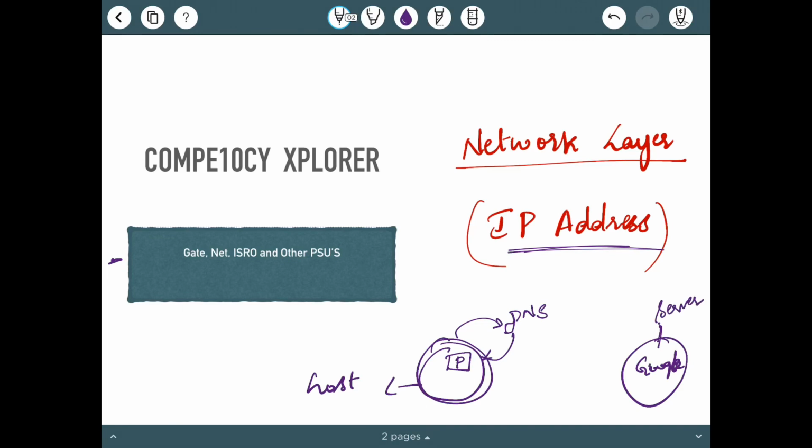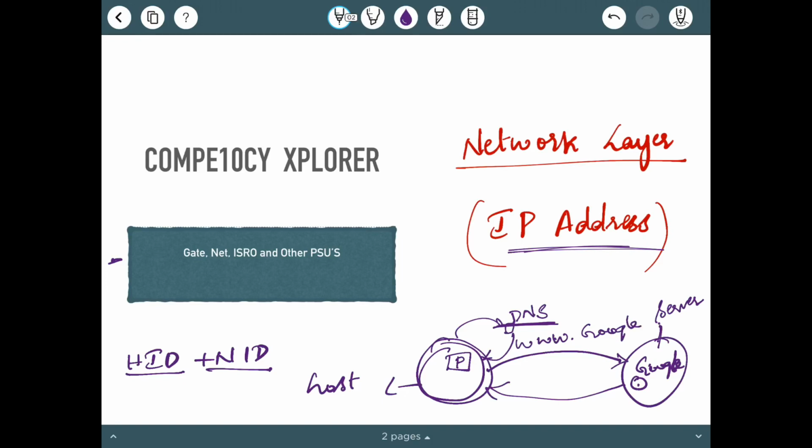Now how will this Google server know to which network you are connected, and to which network it has to send the data? Google should know your host ID, and it should also connect to your network, so plus the network ID. So host ID and network ID are needed for any information to be taken from any server. And with the domain name system, you will have www.google.com. Using the domain name system, we get to know on which network your process is operating and how you are going to get the information.